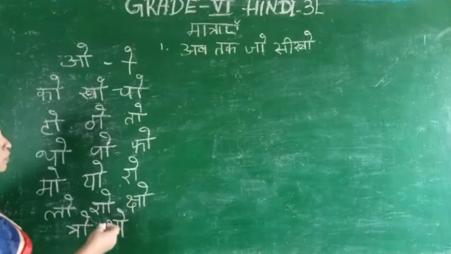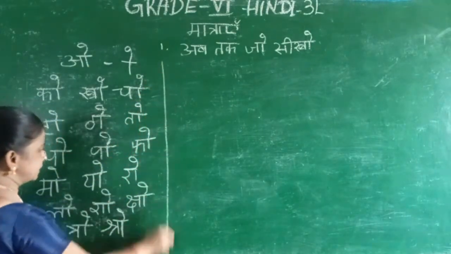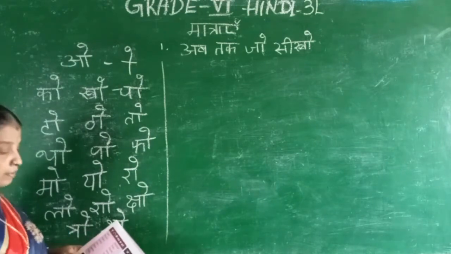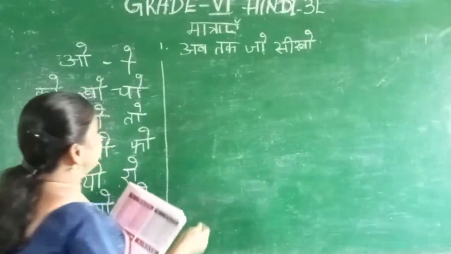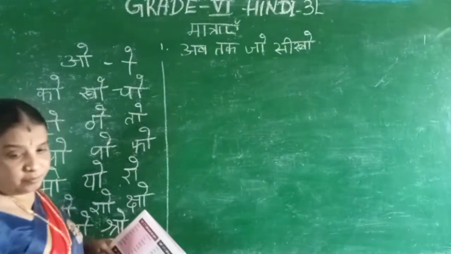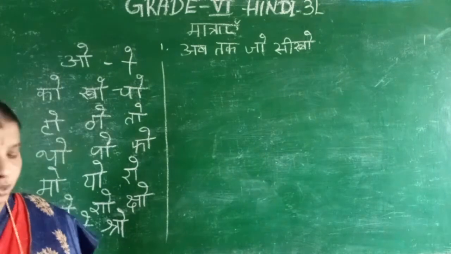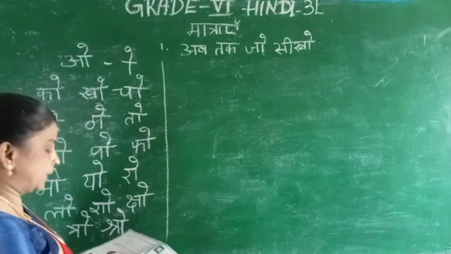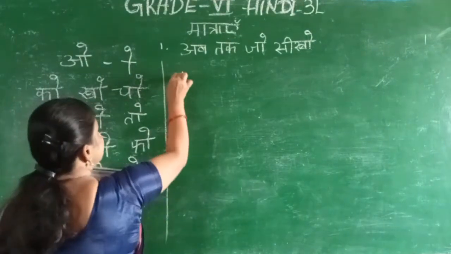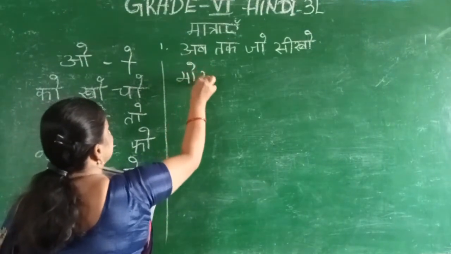Now, what is the next one? Some example words. Already I told you the same thing, that the symbols and example words are also in our book. See that. Before that I am going to write two letter words for O ki matra. You see, for example, simple two letter words.